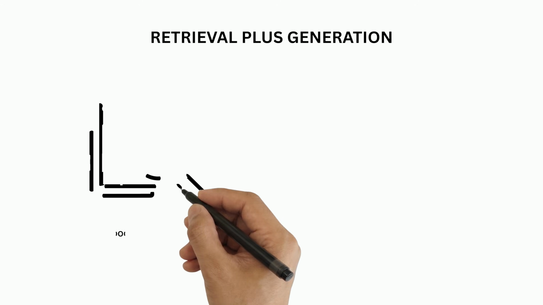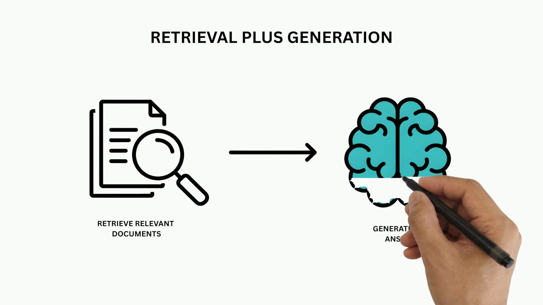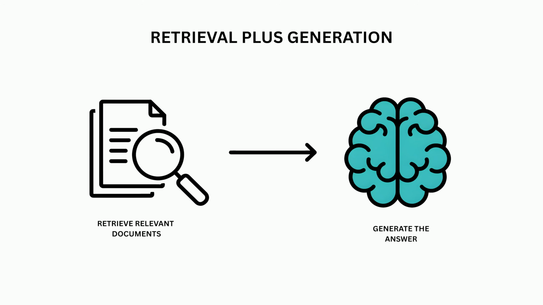Retrieval Augmented Generation, RAG, solves this by combining two steps instead of relying on the model alone. First, retrieval. Given a question, search a knowledge base for the documents most relevant to it. Second, generation. Hand those retrieved documents to the LLM along with the question and let it generate an answer grounded in that specific content. The model isn't guessing from memory anymore, it's reading before it answers.